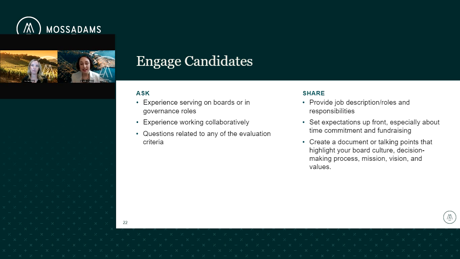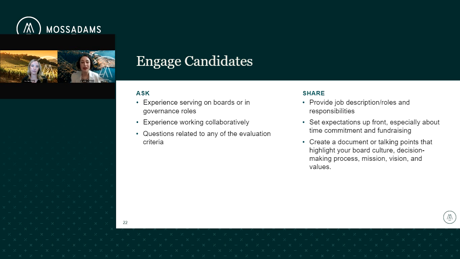And then I think this is another point LeeAnn mentioned earlier, the idea of creating some talking points about the board recruitment process. This can be kind of an extension of that too, of building out some general talking points that can be shared with all candidates around what is the culture of your board?